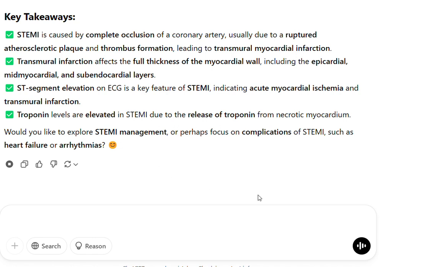ST segment elevation on ECG is a key feature of STEMI, indicating acute myocardial ischemia and transmural infarction. Troponin levels are elevated in STEMI due to the release of troponin from necrotic myocardium.